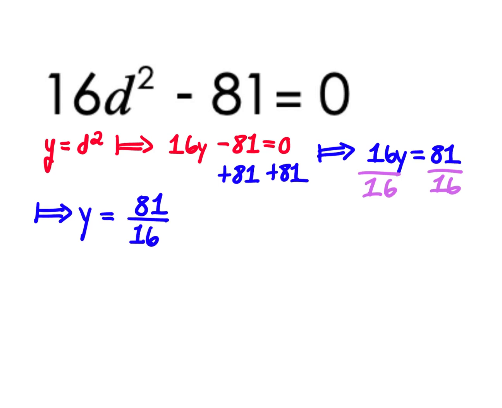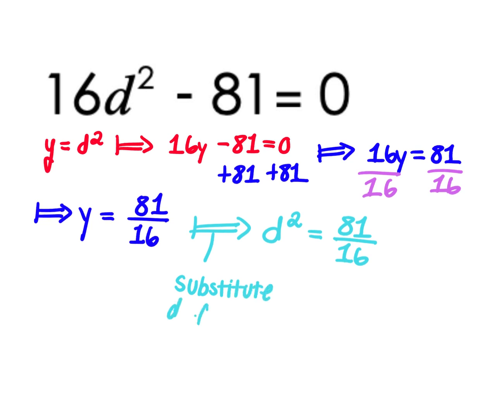So then what we do next is we substitute back in our original variable. And then we're going to take the square root of both sides. So we get our original variable will be equal to the square root of 81 over the square root of 16. So the final answer is going to be 9 over 4.